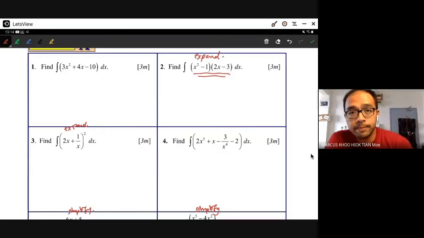Okay. Since I don't have that much time, I'm just going to go straight into this. So for number one, the integration of this will be x cubed plus 2x minus 10x plus c. 2x squared, sorry. Is that correct?